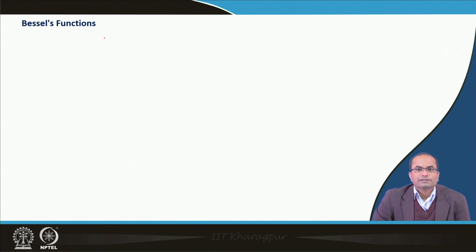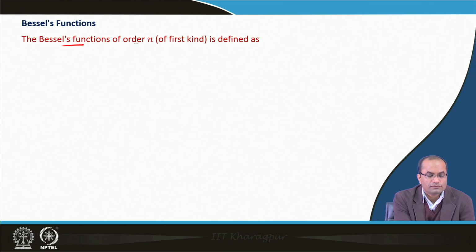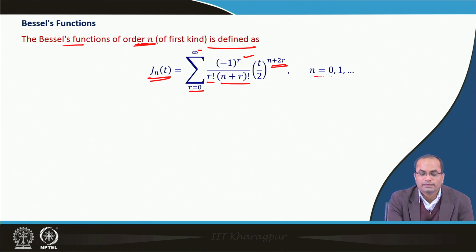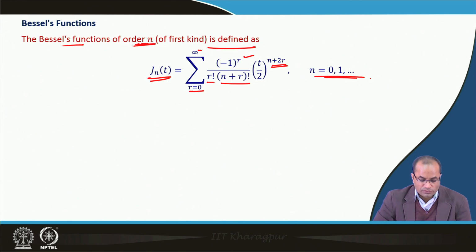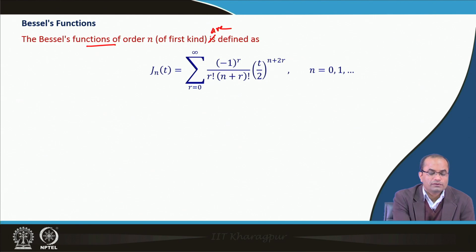Now we will move to the next function, which is the Bessel function, or rather Bessel functions, because it is a sequence of functions. So, the Bessel functions of order n. That order is important, and this is defined with this infinite sum: J_n(t) is the sum over r from 0 to infinity of (minus 1) to the power r over r factorial times (n plus r) factorial, times (t by 2) to the power n plus 2r, where n goes from 0, 1, 2, 3, etc. So this is how the Bessel functions of order n are defined, and this is of the first kind.